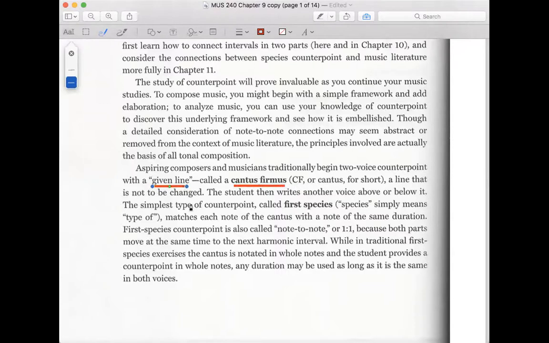Let's say I gave you the melody Happy Birthday. Okay, let's call that the Cantus Firmus. Well, I'm going to create a counterpoint that goes against it.